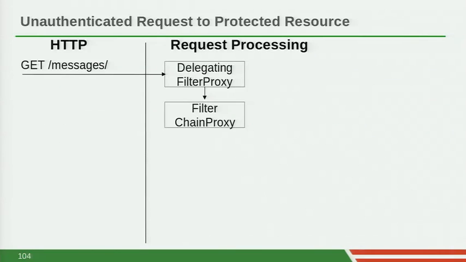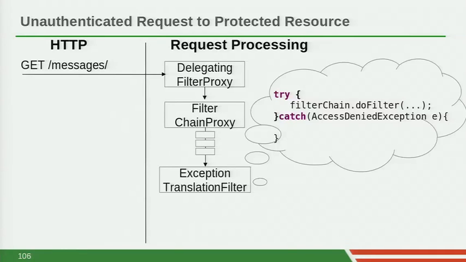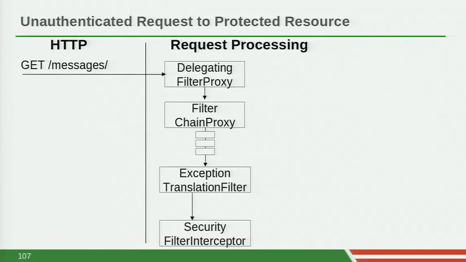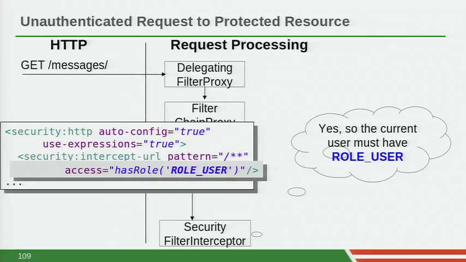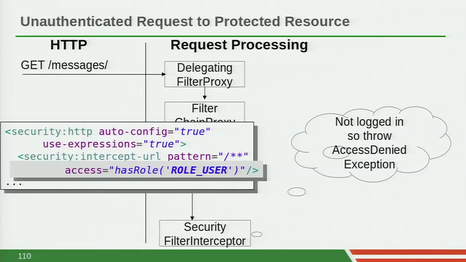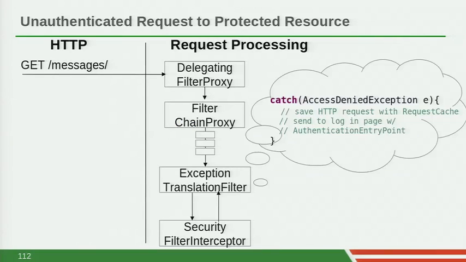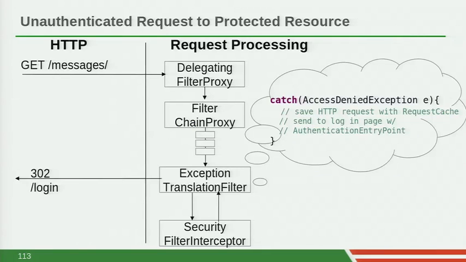So let's see what happens if that's the only update to our application that we make. If we make an HTTP GET to messages, it will eventually get to our exception translation filter. It'll do our try-catch on the rest of our application. And then the security filter interceptor will determine if we have access. So does /messages match /**? Yes, so the current user must have role user. Not logged in, so we'll throw an access denied exception. The exception translation filter catches the access denied exception. Now we're redirected to /login. So the URL has changed.